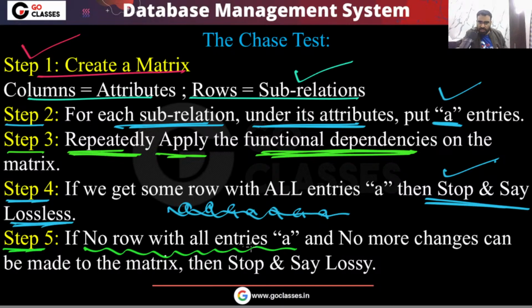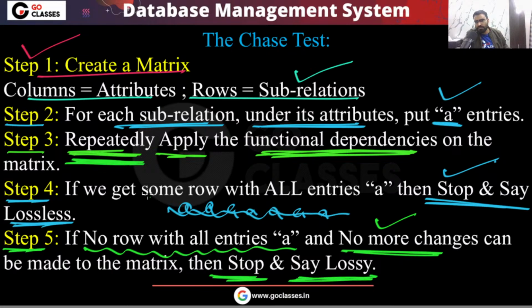Else, step number 5: if there is no row with all entries A, and no more changes you can do in the table, because remember you apply the functional dependencies repeatedly, again and again, then you can stop and say lossy. So when can you say lossless? If you get at least one tuple, at least one row with all entries A, then you can stop and say lossless. And if there is no tuple with all entries A and no more changes you can do in the matrix, then the decomposition is lossy.